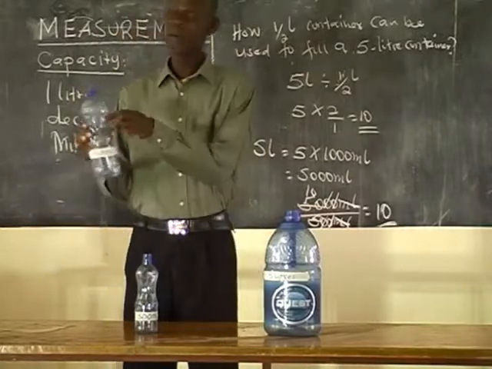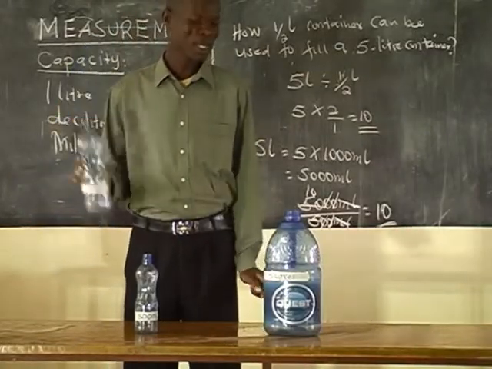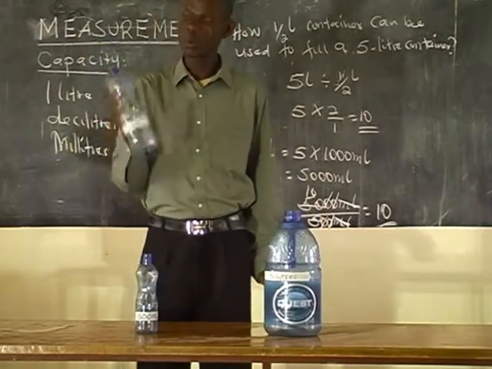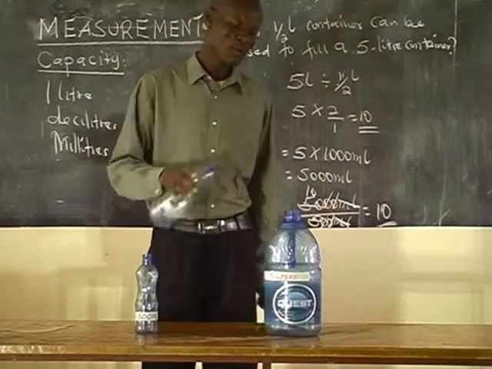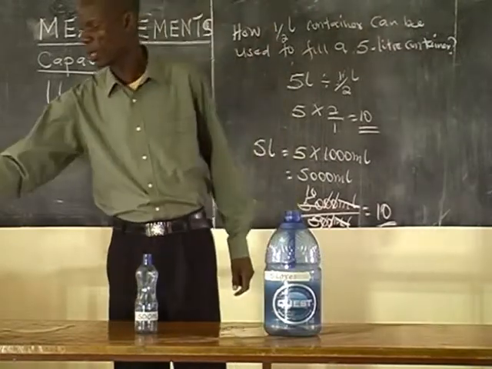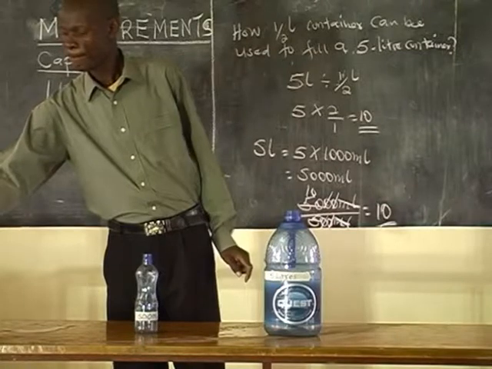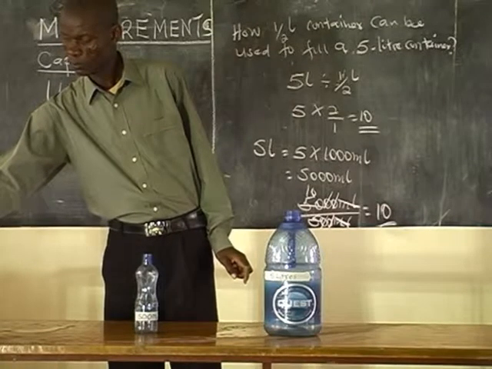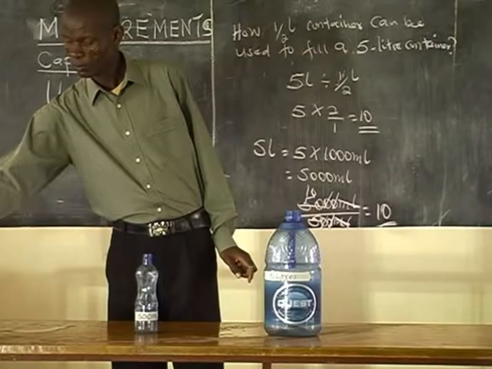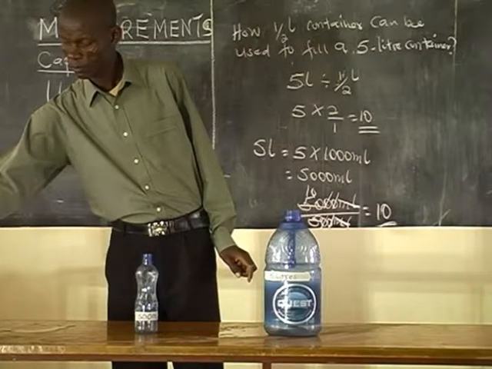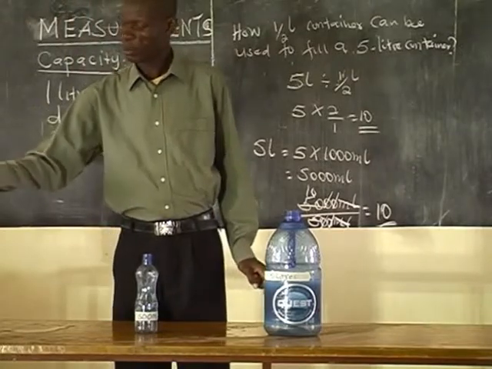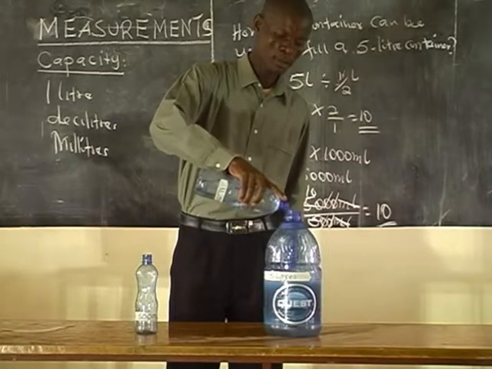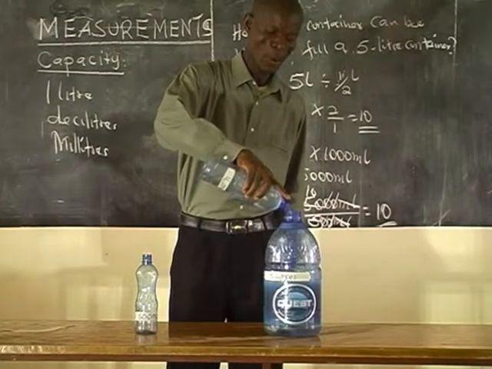So we will confirm how many of these containers can be used to fill this. So one will fill this with water, and then the water inside this one will be emptied into a bigger container. So this is the first one. We are going to empty into this bigger container as we count. So that is 1.